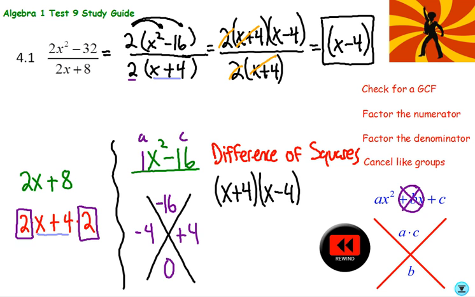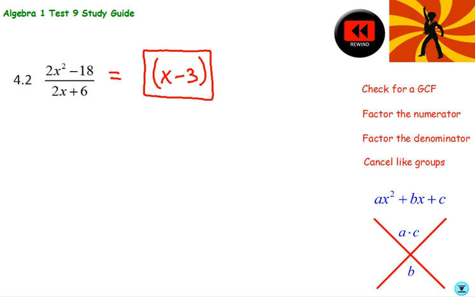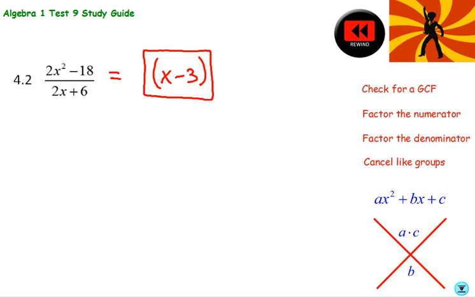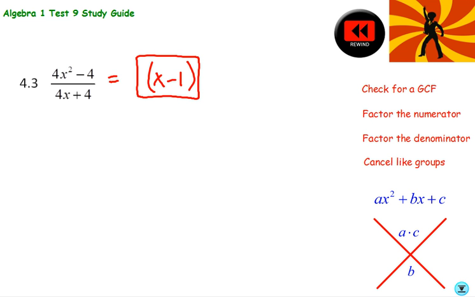All right, so let's see what you got with 4.2. So 4.2, in the middle, you should have got x minus 3. And for 4.3, on the right side, you should have got x minus 1. So again, if you did not get the correct answer for either one of those, 4.2 was x minus 3, 4.3 is x minus 1. If you did not get the correct answer for either one of those, see if you can figure out where you went wrong. If not, ask. Otherwise, we will move on.